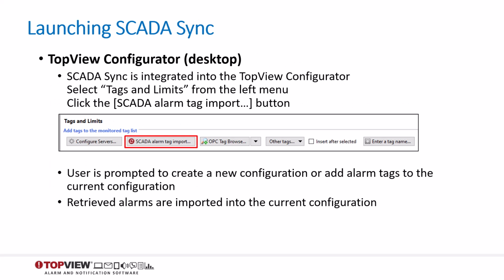As long as your SCADA is supported, SCADA Sync is integrated into the desktop configurator. On the Tags and Limits screen, you click the SCADA Alarm Tag Import button. You can choose to add SCADA alarms to the existing configuration or create a new configuration. The retrieved SCADA alarms are then imported into the TopView configuration.